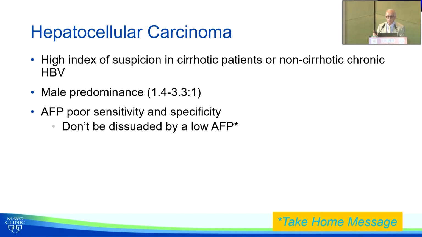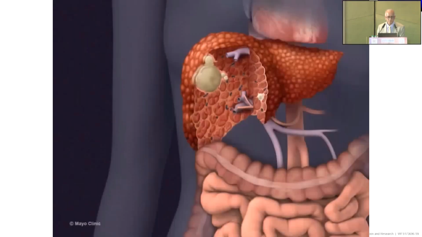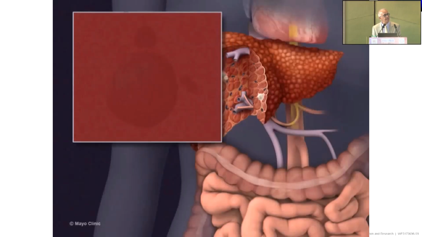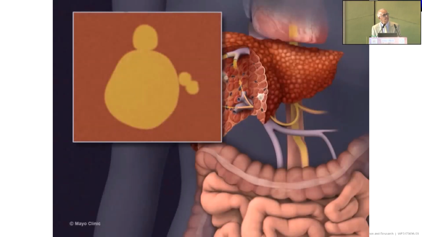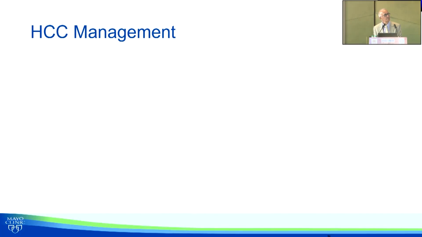That's another take-home message. The classic is arterial enhancement, portal venous washout, and a pseudocapsule. So you can see this is the picture. You get an arterial enhancement very quickly in the arterial phase. So it's part of the delayed arterial phase that you're going to get that. And then you get the washout. So you can see arterial, portal venous phase, and delayed washout. So that's very typical of HCC.